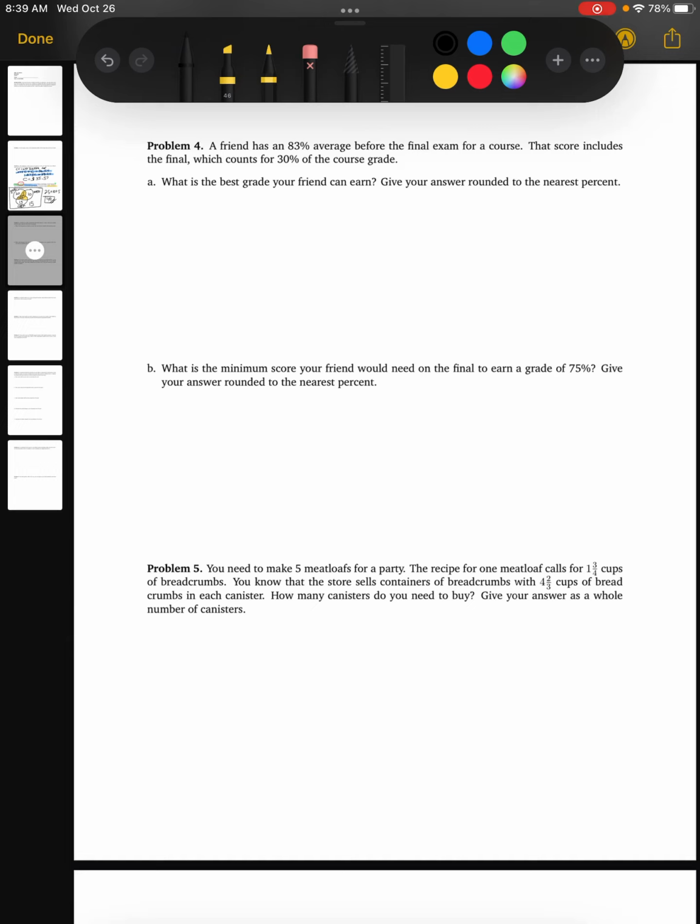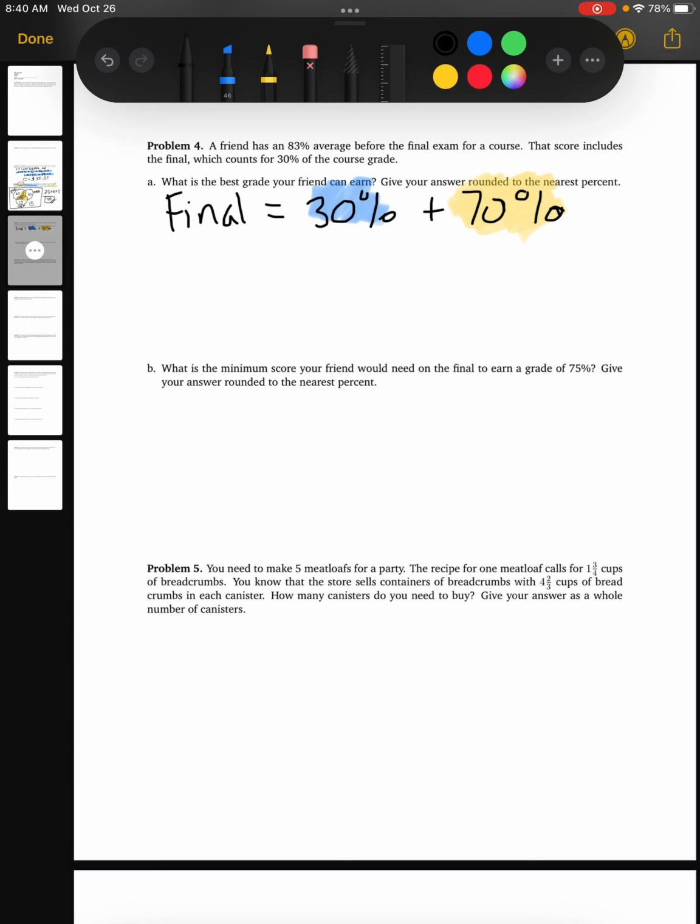Well, you have to look at our grade totals. So I know that my final grade is going to be the 30% from the final plus the 70% of everything else, right? Currently, I have an 83% average. So what that means is I have 83% of this figured out. And I want to know what the best grade I could earn is. So the best grade would be if I got an A. If I got all of this 30%, if I got 100% of that.